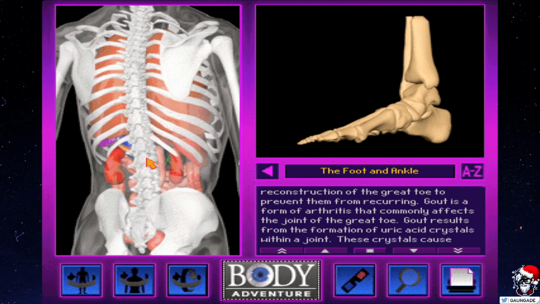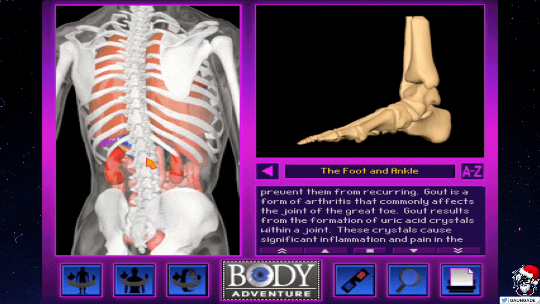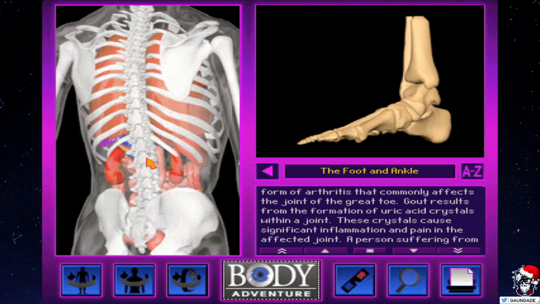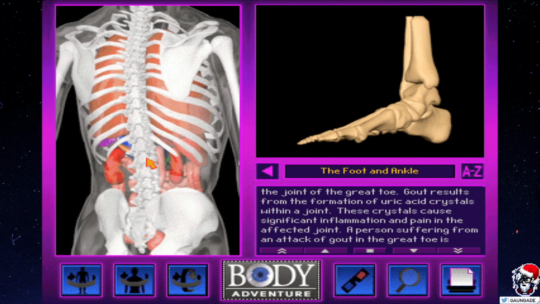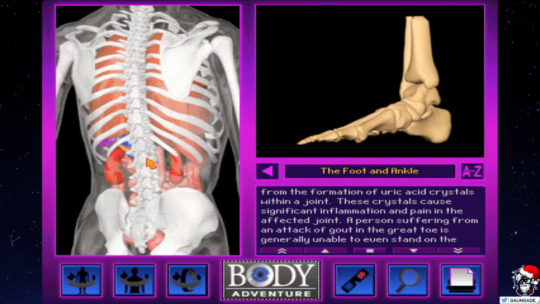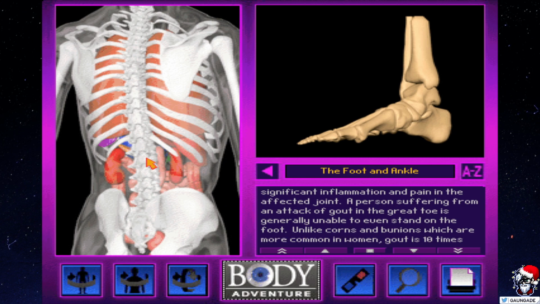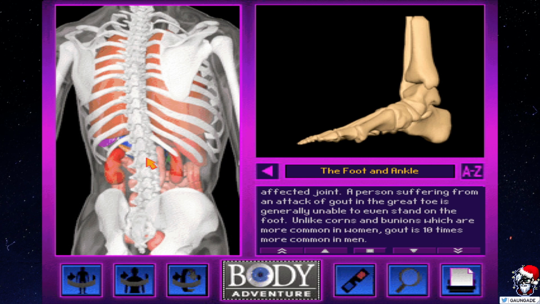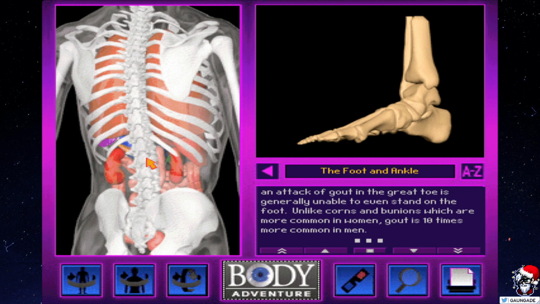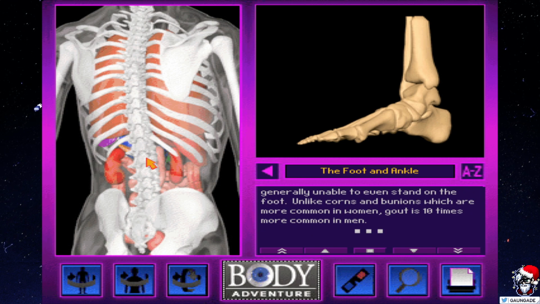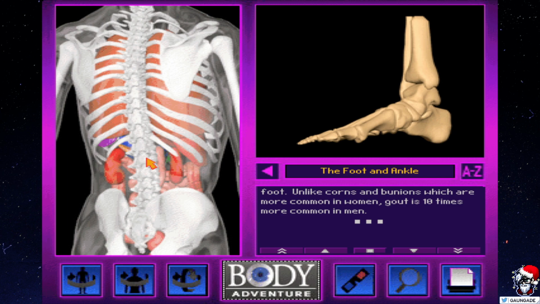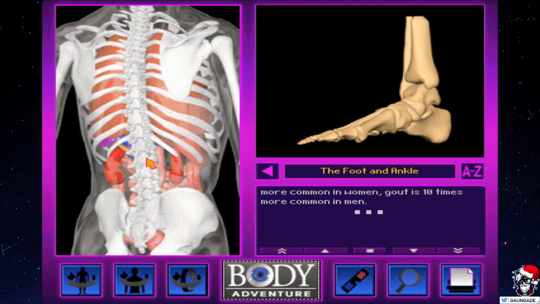Gout is a form of arthritis that commonly affects the joint of the great toe. Gout results from the formation of uric acid crystals within a joint. These crystals cause significant inflammation and pain in the affected joint. A person suffering from an attack of gout in the great toe is generally unable to even stand on the foot. Unlike corns and bunions, which are more common in women, gout is 10 times more common in men.